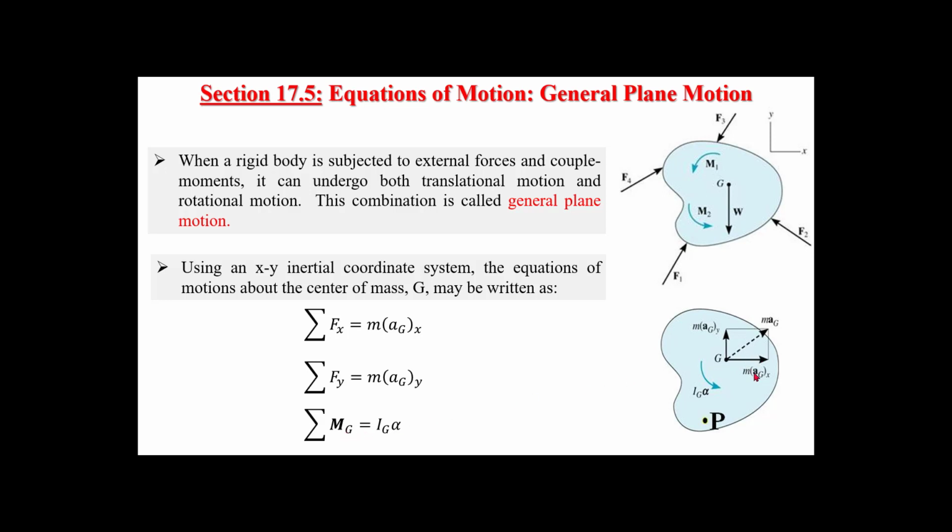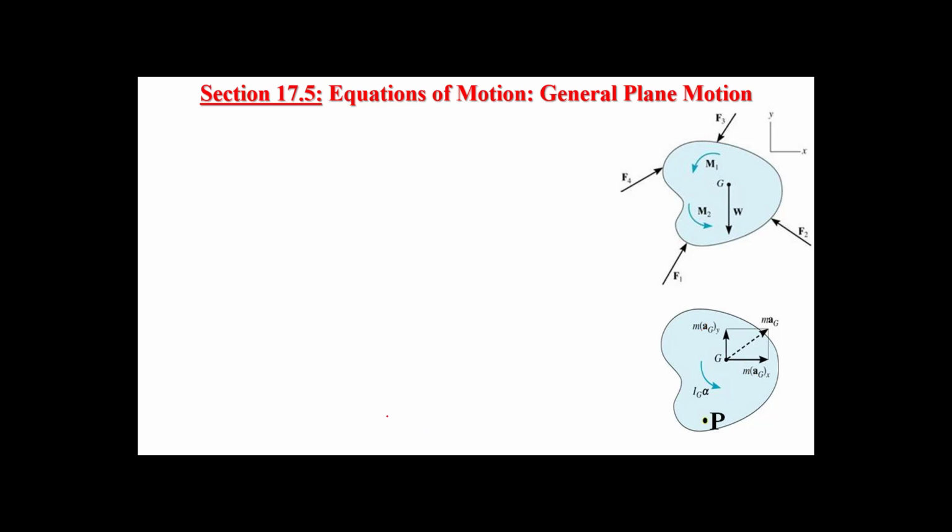and if we take the centroid, then this acceleration will, let me bring the pen, the acceleration here will cancel out. They will not do any moment. Why? Because they are passing through G. So we only end up with the mass moment of inertia multiplied by angular acceleration. Okay.